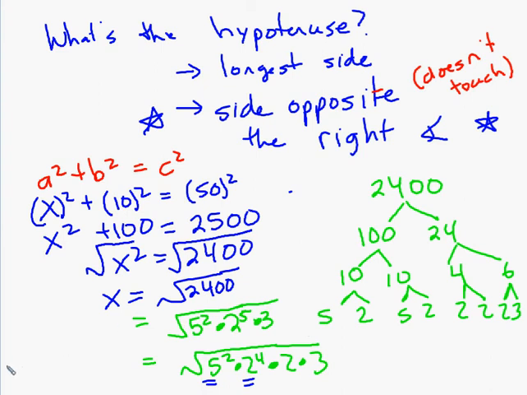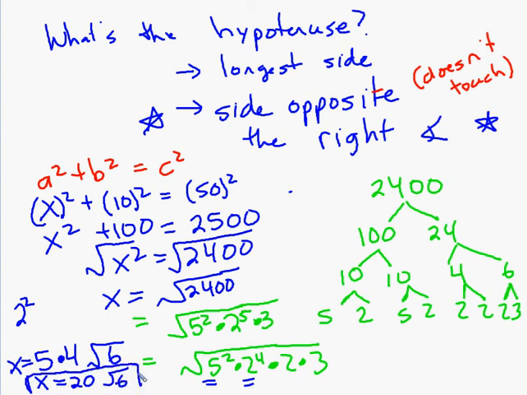So the exact answer, I'm going to put it over here in the corner. X equals the square root of 5 squared is? 5. Now, let's be careful. What's the square root of 2 to the 4? 2 squared, which is 4. And then what's left on the inside? 2 times 3 is 6. Okay, so x equals 20 root 6. That's our exact answer that I asked for at the beginning.